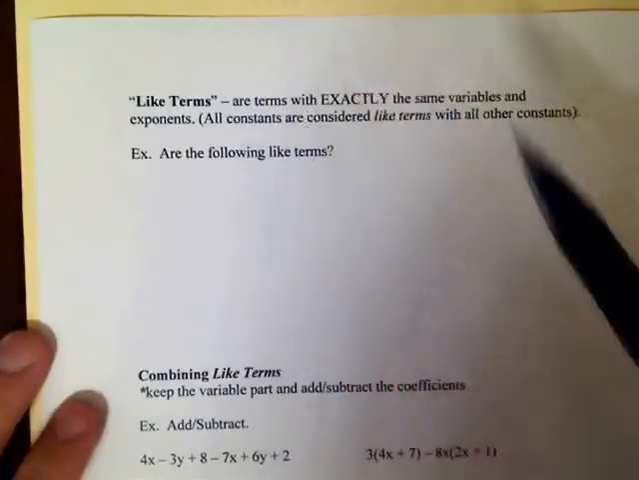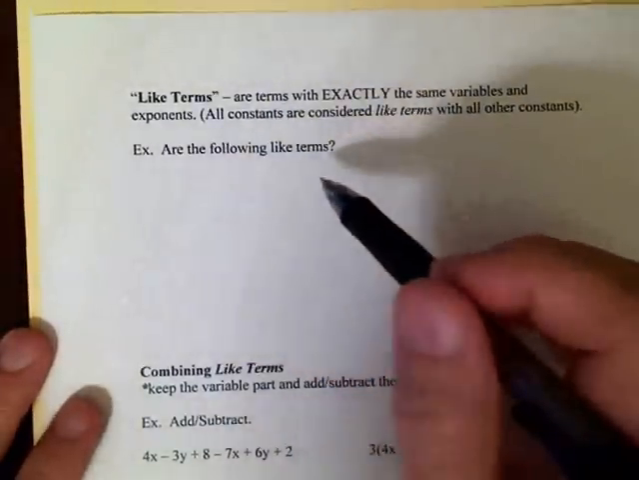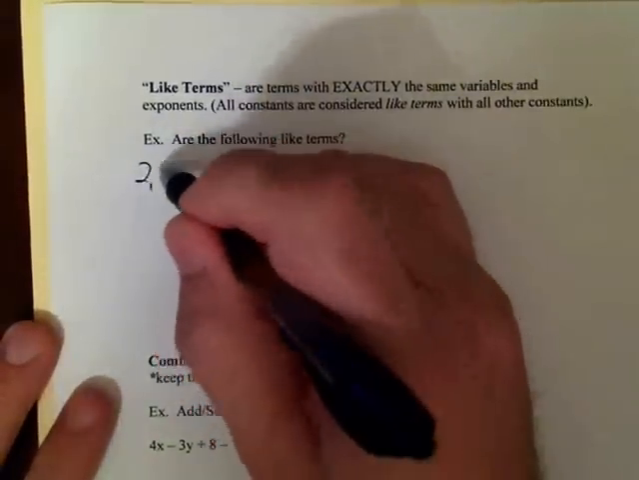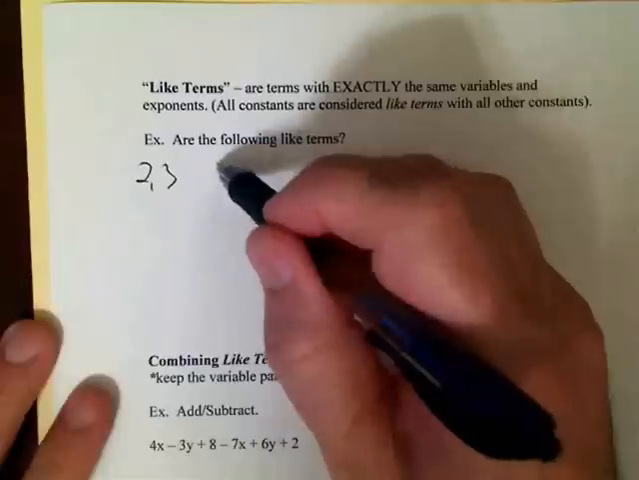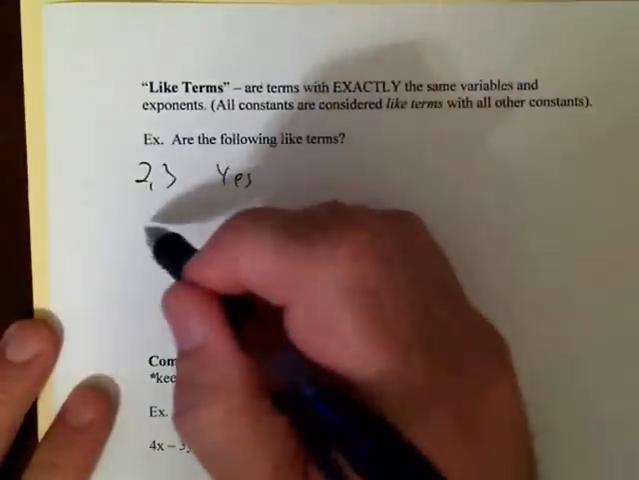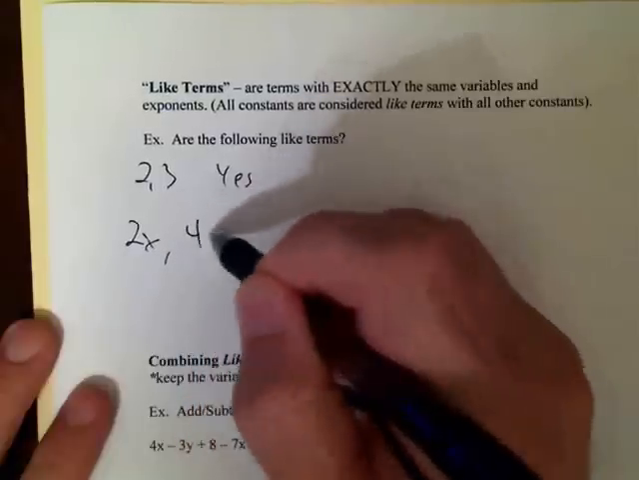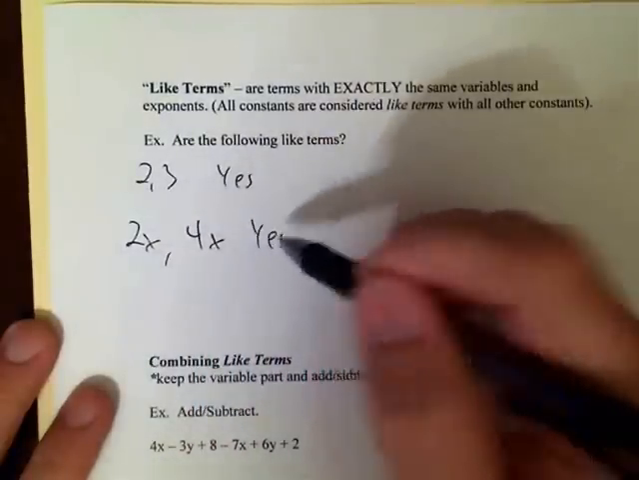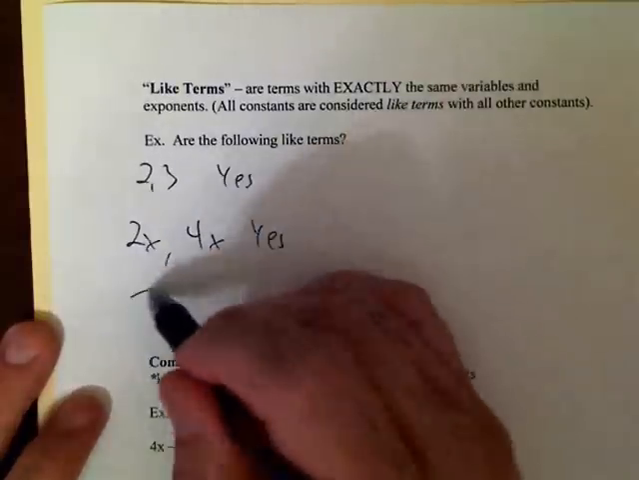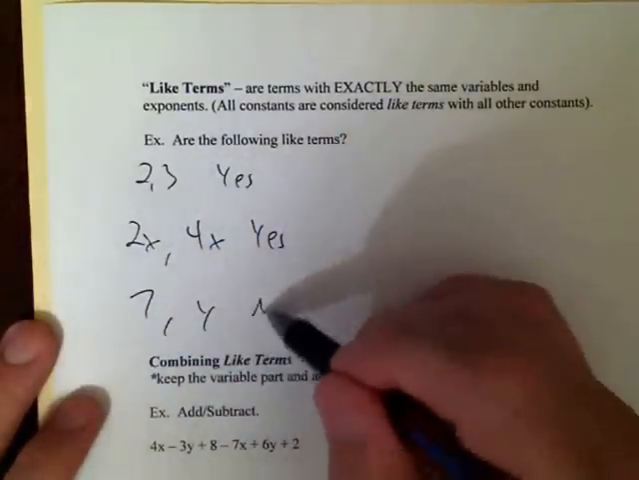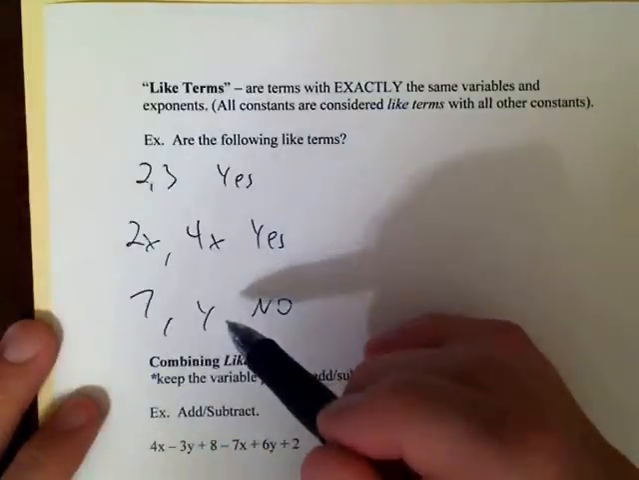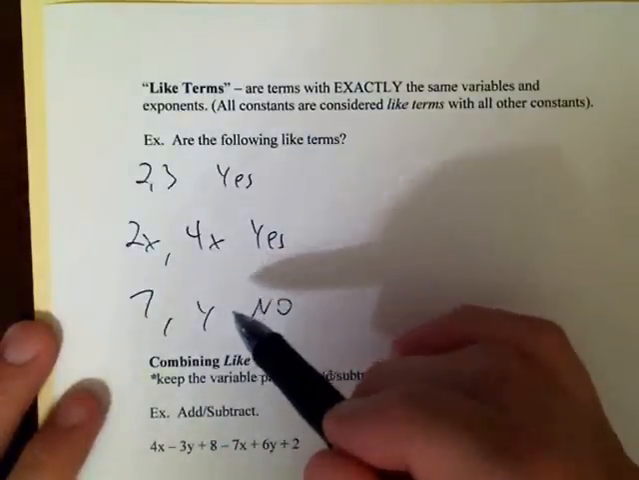So let's do this question real quickly. Are the following like terms? These are yes or no questions. 2 and 3, are those like terms? Yes. They're both constants, plain old numbers. You can always add them and subtract them together. How about 2x and 4x? The answer is yes. They both have an x. How about 7 and y? The answer is no. One's a number, a constant, one's a variable. They're not alike. You can't add a number to a letter. Not like terms.